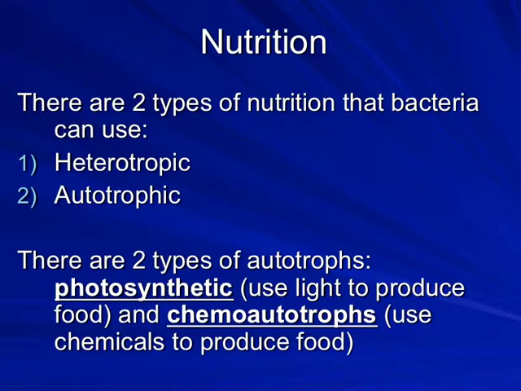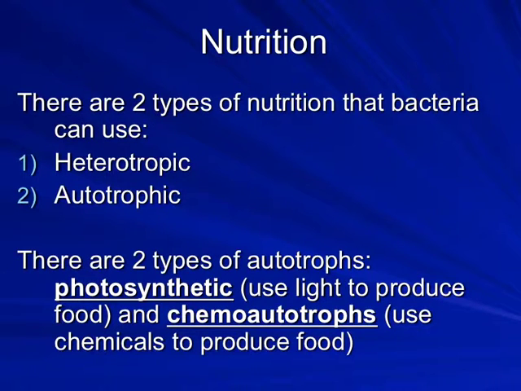In terms of nutrition, there are two types of nutrition that bacteria can use. Heterotrophic, which means they eat their food, or autotrophic, which means they make their food. And there are actually, believe it or not, two types of autotrophs. We've talked quite extensively about photosynthesis. However, there are also a type of bacteria that can use chemicals in the surroundings to build their own food, and those are called chemoautotrophs. So they don't use light, they use chemicals.